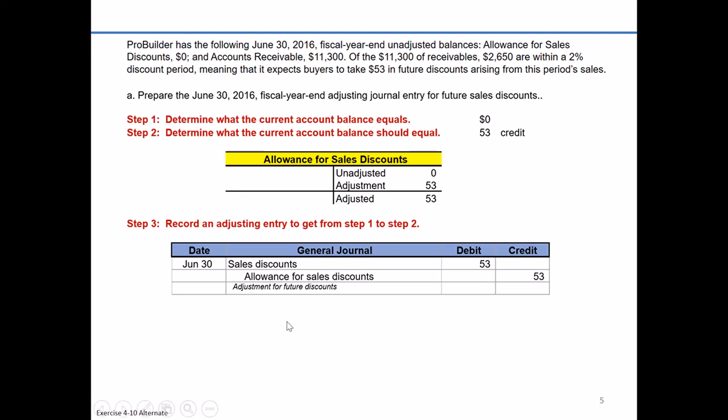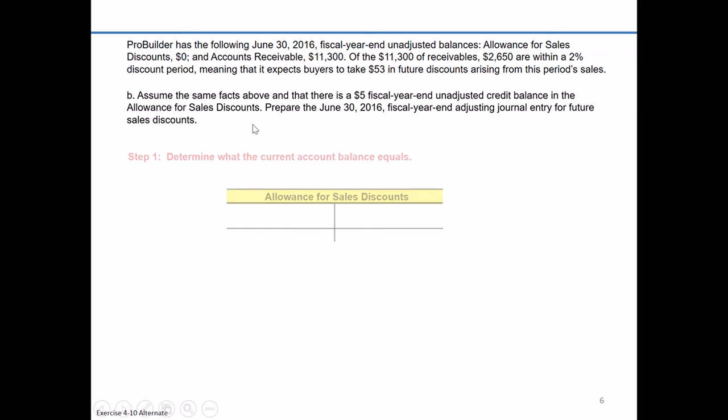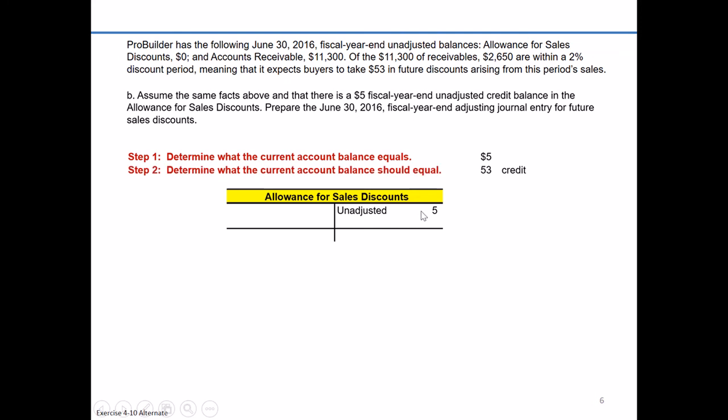What if we change the scenario around a little bit and keep everything the same except for having a zero balance in allowance for sales discounts? Now we're going to have an end of period $5 unadjusted credit balance in allowance for sales discount. So again, what does the current balance equal? It's a $5 unadjusted credit balance. What do we want it to be? Nothing else is changing. We still expect $53 in this scenario, so we want a $53 credit balance.